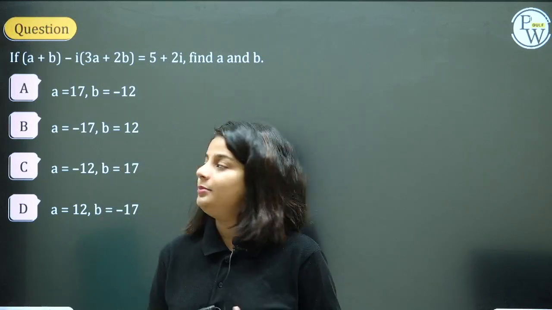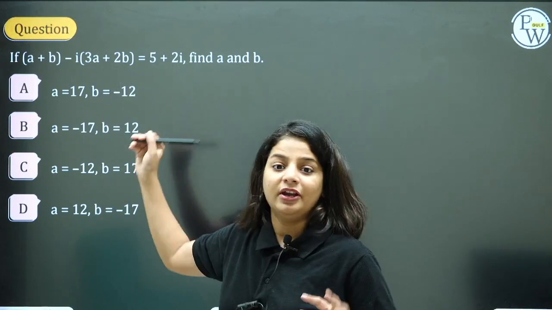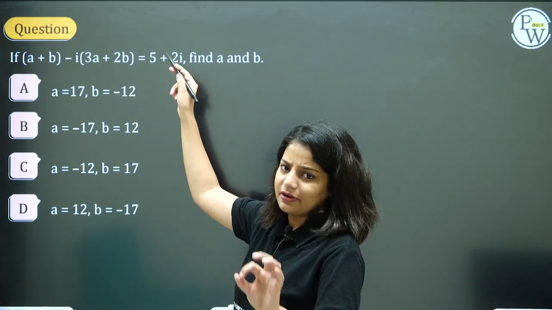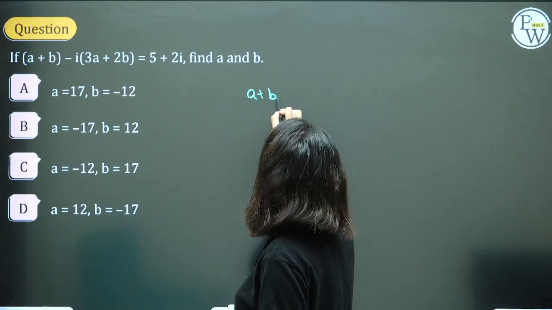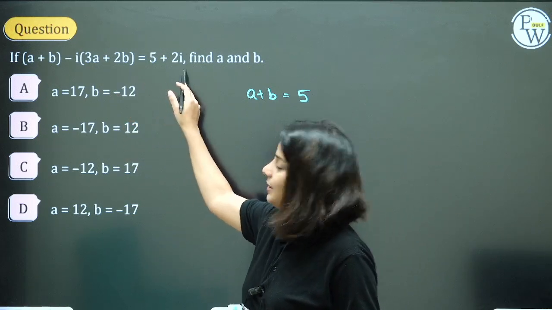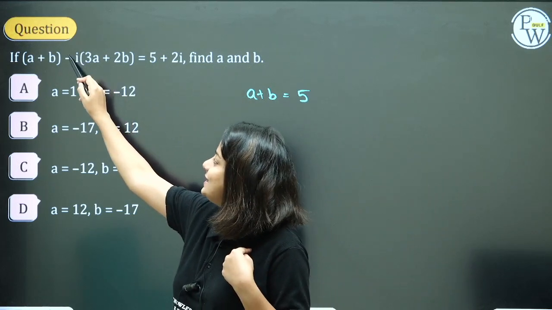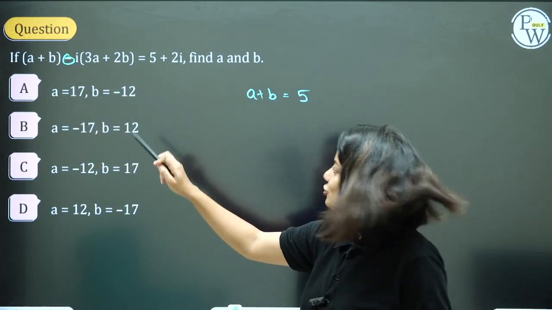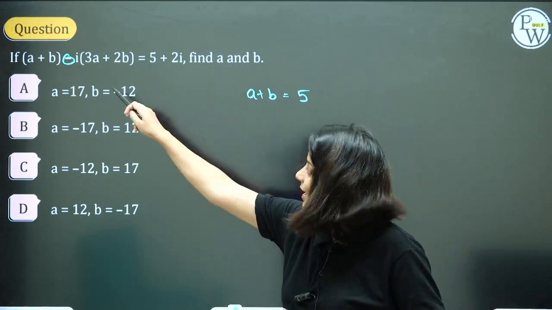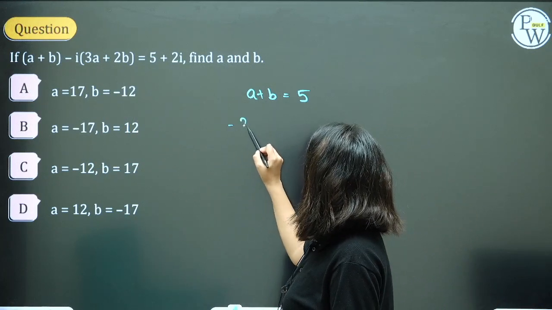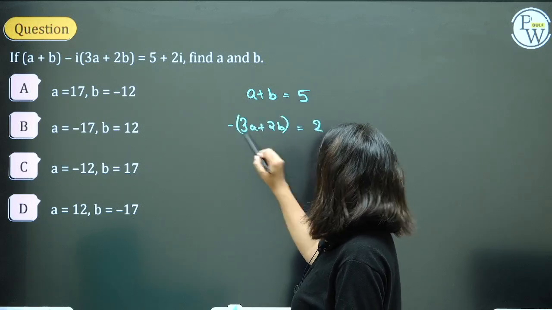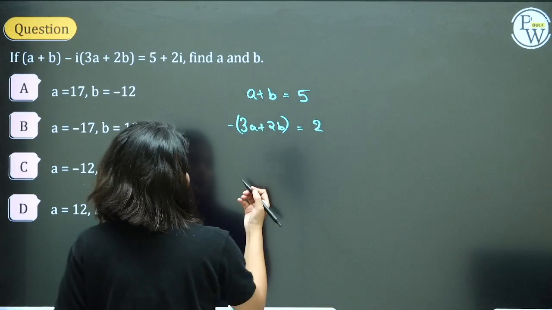Find the value of a and b. These two complex numbers on left and right have to be equated. Correct. So when you equate the real part, a plus b is equal to 5. And when you equate the imaginary parts, please see that there is a minus sign over here. So you cannot just blindly say 3a plus 2b is equal to 2. Minus sign has to be taken into account. So minus of 3a plus 2b is equal to 2. Taking minus on the other side and then solving the two equations.